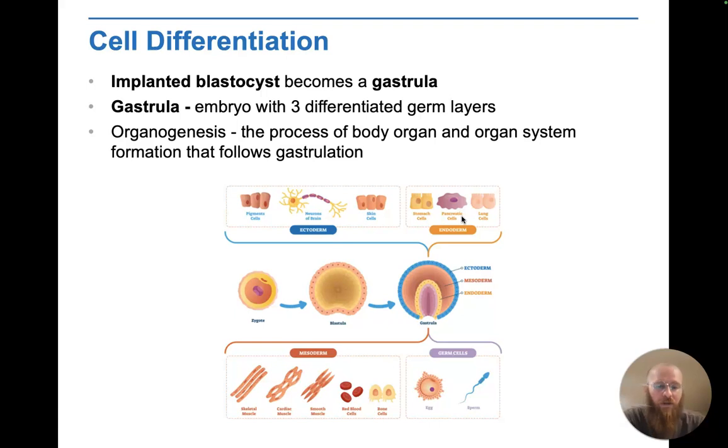So at this point, ultimately what's happening is you've got 3 different layers, and each of those layers can become a whole lot of different cells. And the process in which we start creating these different cells, different organs and organ systems, we call that process organogenesis. It literally means this is how we create organs that have their own thing going on.